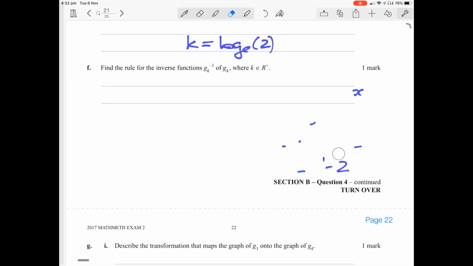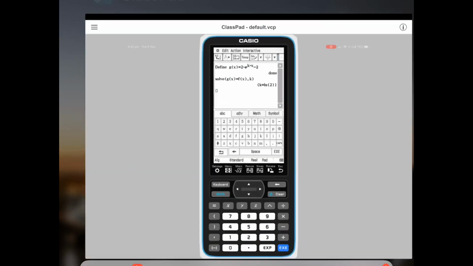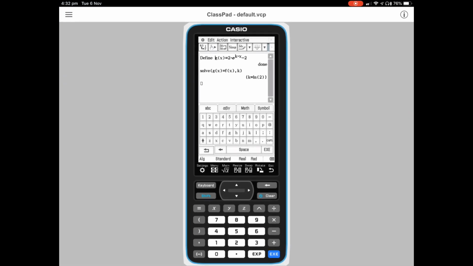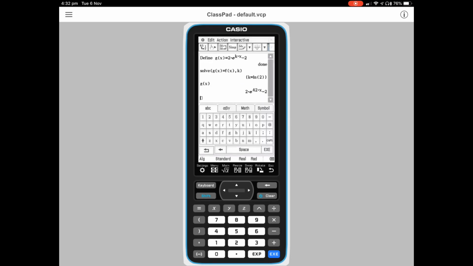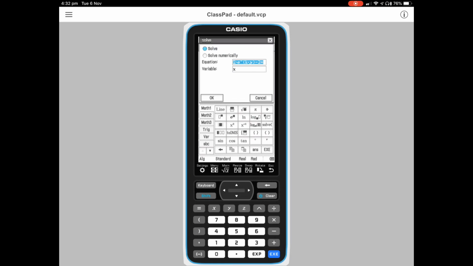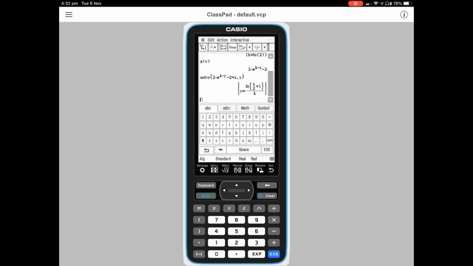Okay, find the rule for the inverse function of g_k, where k is an element of the real numbers. So g_k inverse of x. Now we know what g is. Let's copy and delete them all. Okay, so g of x is that. We let that equal x and change the x to a y and then solve for y. So that gives us our inverse function.